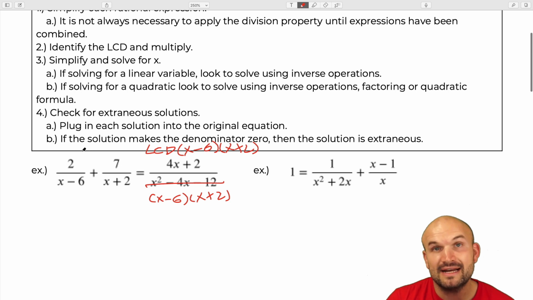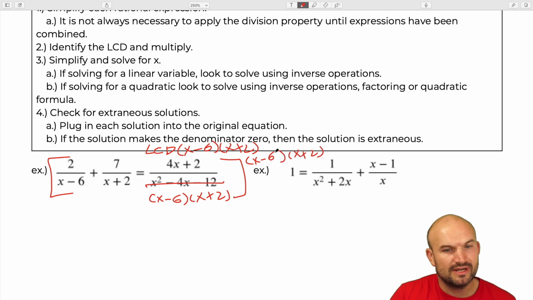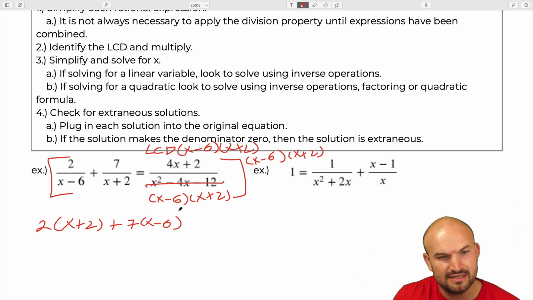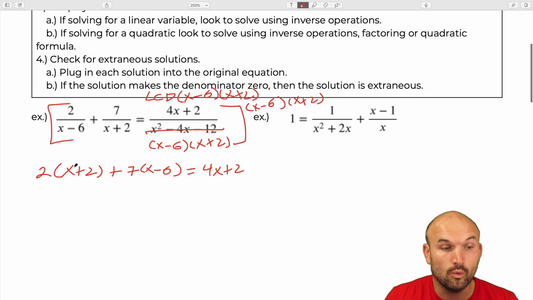All right. And then again, to get rid of all these denominators, I'm just going to multiply everything times that LCD. So here the x minus 6's will divide out, leaving me with 2 times x plus 2. Plus here the x plus 2's will divide out, leaving me with 7 times x minus 6. And then here both denominators divide out, leaving me with 4x plus 2. Now you can see I have a linear equation, so I should expect to see one solution.